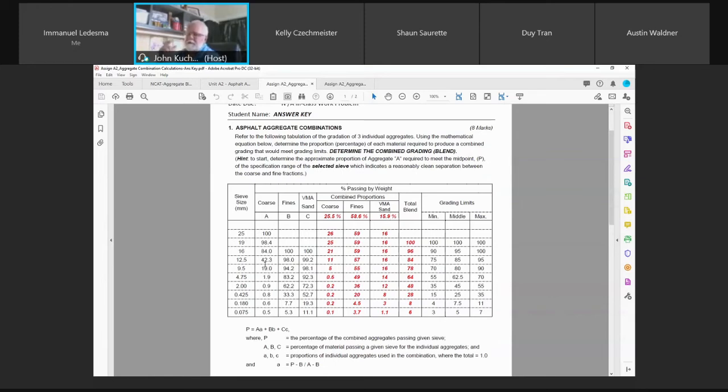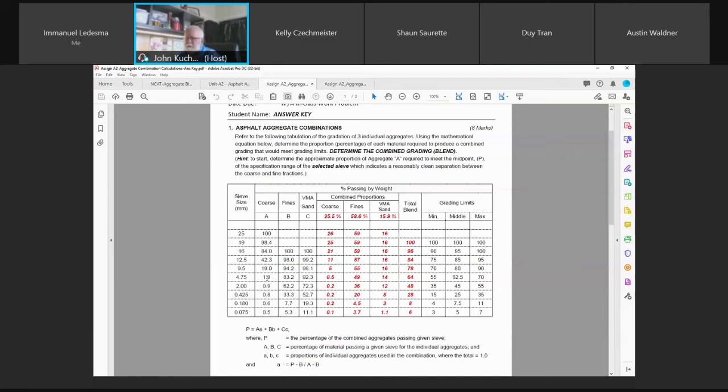Which sieve in aggregate A tells you that everything above it is coarse, everything below it is fine? It gives you a clean separation between the coarse and the fine. Is it the 19, 4.75, or the 9.5? 4.75. Some people could say 2, but here, if you look at the 4.75, you got 2% passing. That means 98% is retained. That's a good answer.